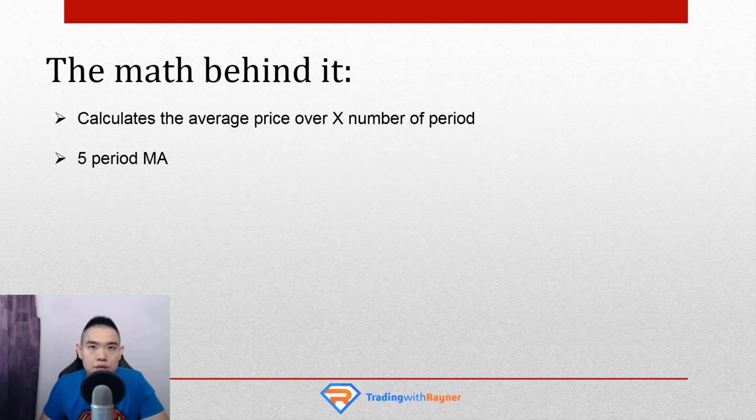So let me show you how this works. Let's say you're looking at the chart and you have bars like this. This is the first candle. This is the second candle.